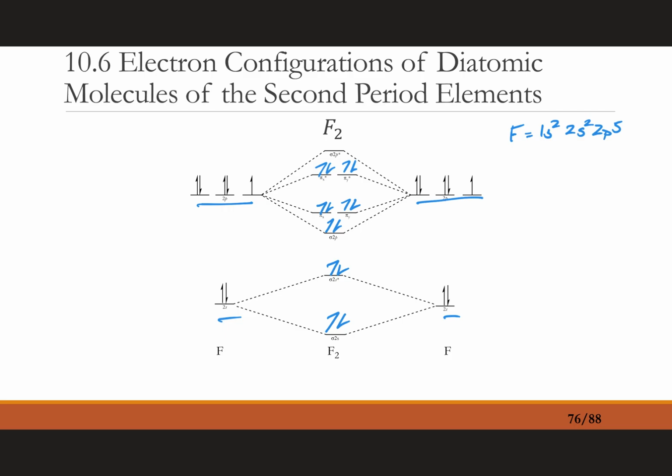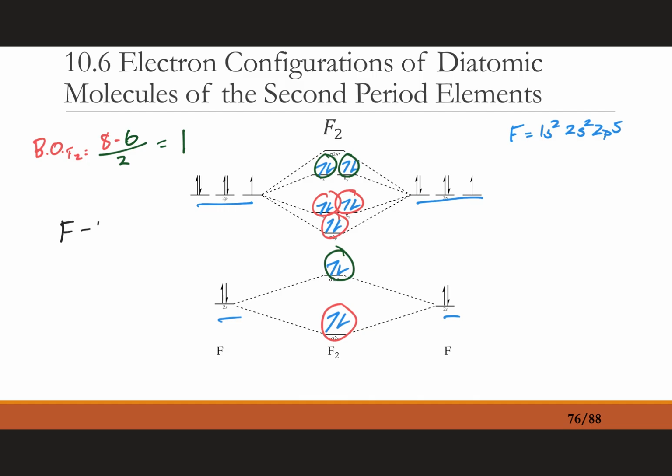So the bond order for fluorine, you've got 2, 4, 6, 8 electrons in bonding orbitals again. You've got 2, 4, 6 electrons in the antibonding orbitals. You divide it by 2, and it comes out to a bond order of 1.